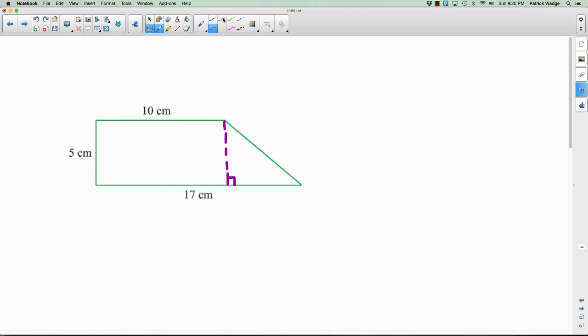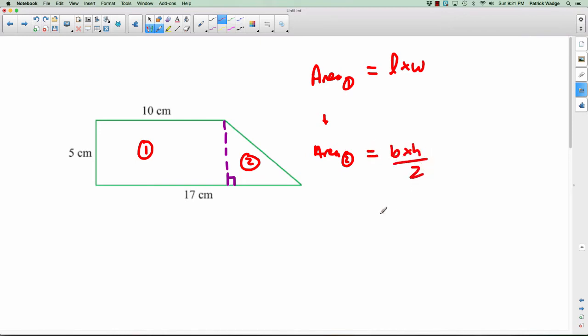So we have our 1 and our 2. So I need to know the area of number 1. I need to know the area of number 2. And then what am I going to do? This one plus this one will give me the total composite area. So I have to add them again. All right, 1 is a rectangle, and we know the formula for rectangle is length times width. 2 is a triangle. Remember what the formula for a triangle is? Base times height divided by 2. Okay, so let's go back to the rectangle.